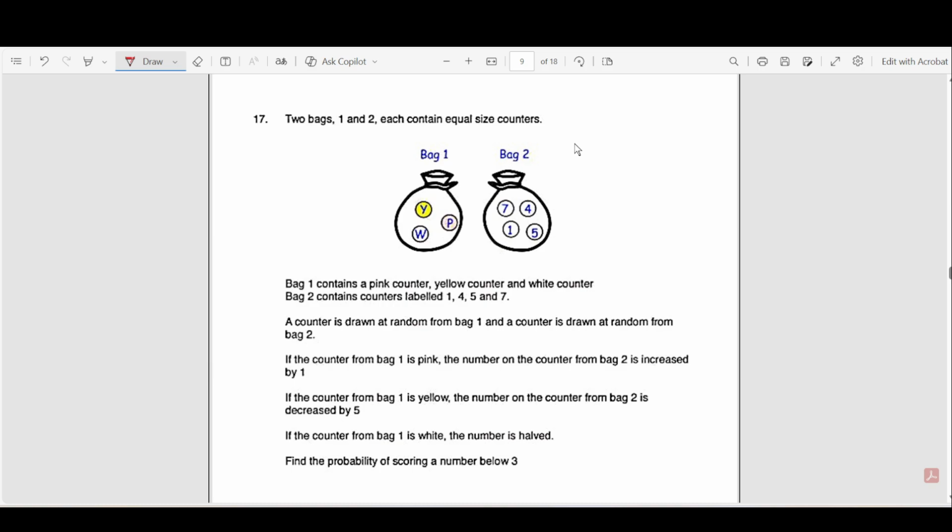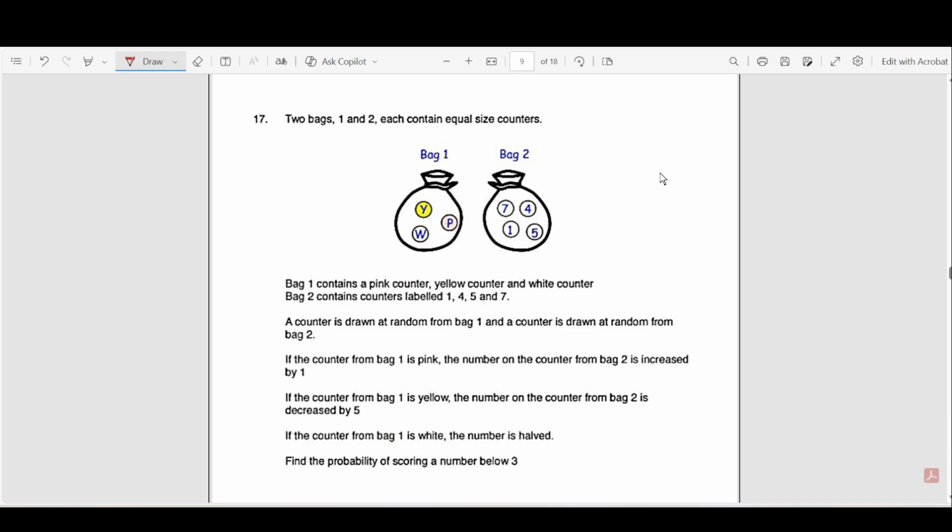Okay, let's do question number 17. Here we are given two bags, bag 1 and bag 2. They contain equal size counters. Bag 1 contains pink, yellow and white, and bag 2 contains counters labeled 1, 4, 5 and 7.